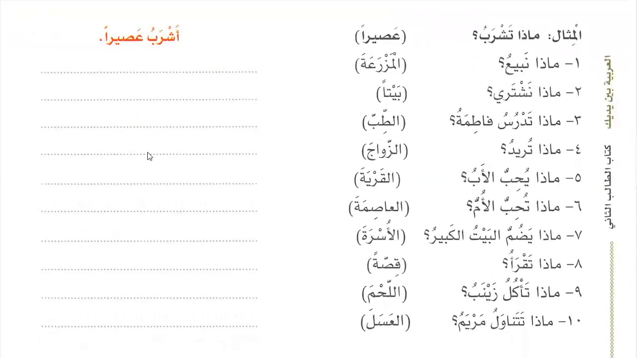Noor. ماذا نبيع؟ نبيع المزرعة. Maf'ul bihi, always mansoob. Okay. ماذا نشتري؟ أشتري بيتا. نشتري بيتا.